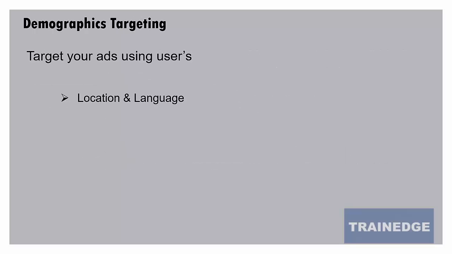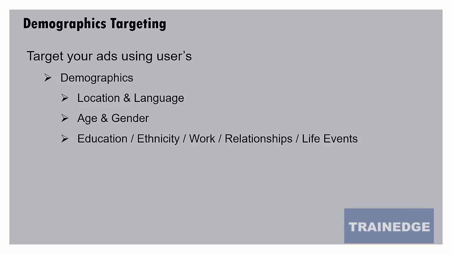You can also target people based on demographics, which is people's location, gender, education, ethnicity, where they work, what kind of relationships they have, what kind of life events they're having. For example, birthday coming up, anniversary coming up. All those things provide a unique way of targeting people on Facebook.